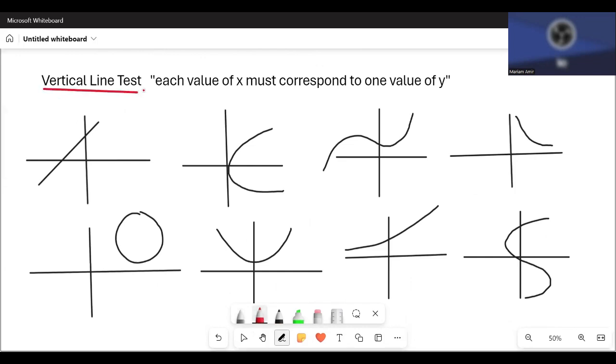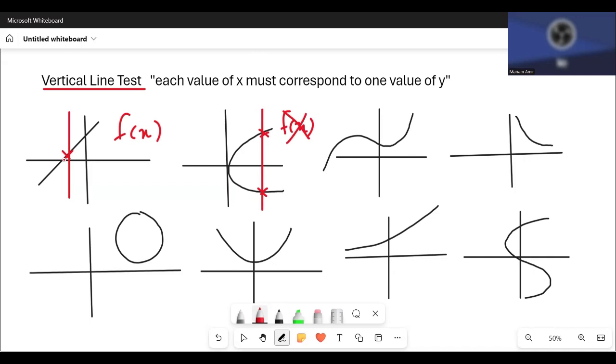Vertical line test. I've drawn a few curves and lines, and now we have to tell which of these graphs belongs to a function and which does not. The check is very simple. You draw a vertical line, and if that vertical line cuts the graph at only one point, like this one does, then this is a function. Let's try the other one. The vertical line cuts the graph at two points, so this is not the graph of a function.